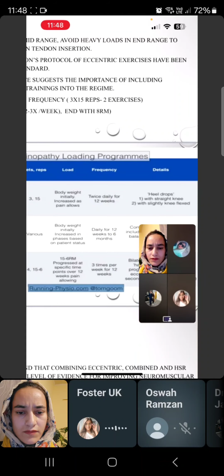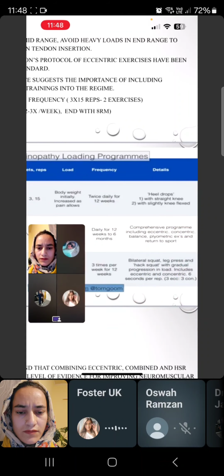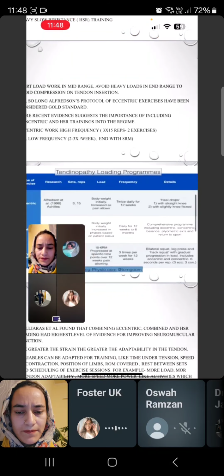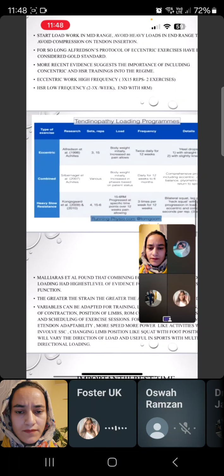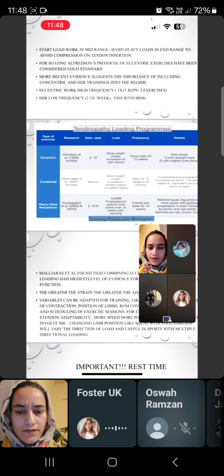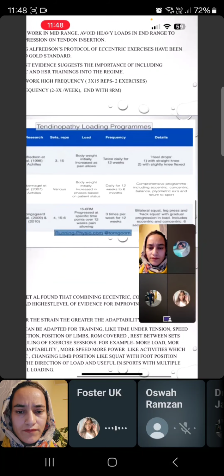The exercises were heel drops, which are also called heel raises, but you're dropping your heel a bit more down to stretch your Achilles tendon at the end range. When you do it with a straight knee, that will be more of your gastrocnemius, and when it's slightly flexed, it's more of your soleus involvement. Alfredson is more famous for Achilles tendinopathy. They used it on the Achilles, and that was very successful in treating it.